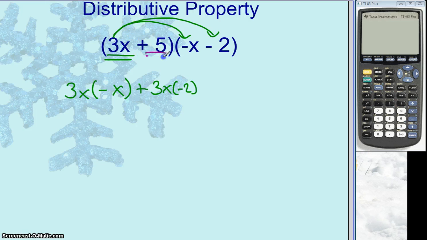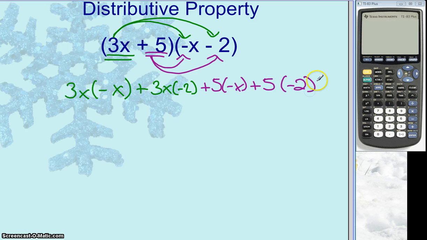Now we're going to distribute the 5. It's positive 5 times negative x. Sorry about that. That should be an x. Positive 5 times negative 2.